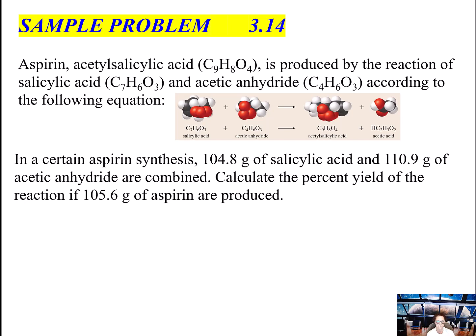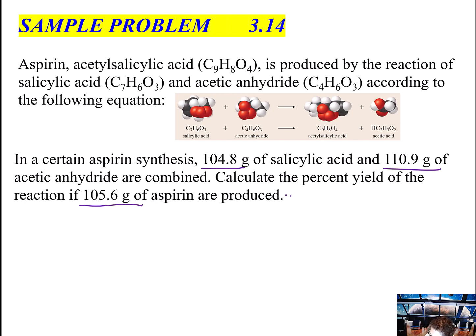in another calculation, you've got aspirin, which is acetylsalicylic acid, say that fast 10 times, is produced by the reaction of salicylic acid and acetic anhydride according to this reaction that I've got here, and I'm showing you the little bubbles. In a certain aspirin analysis, or synthesis, 104.8 grams of salicylic acid and 110.9 grams of acetic anhydride are combined. Calculate the percent yield of the reaction if 105 grams are produced.